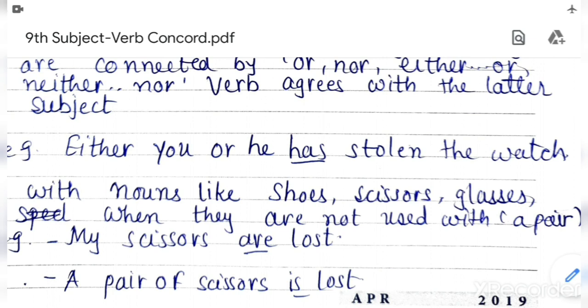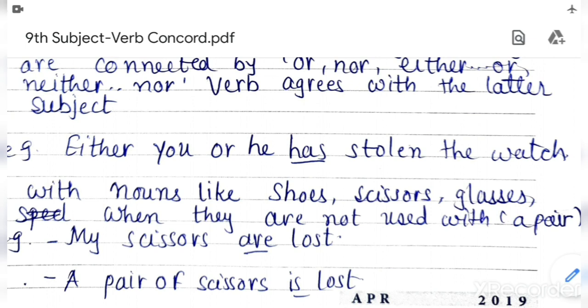Next one is: bread and butter are my only food. What is the mistake here? Here also "are" is wrong, because bread and butter belong to the same category. So here "is" will be used. Bread and butter is my only food.